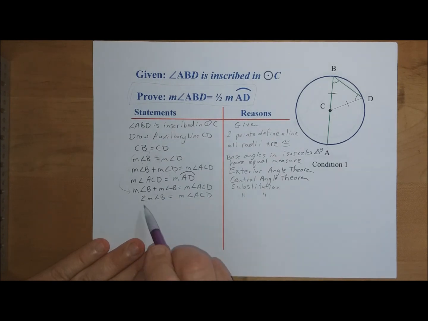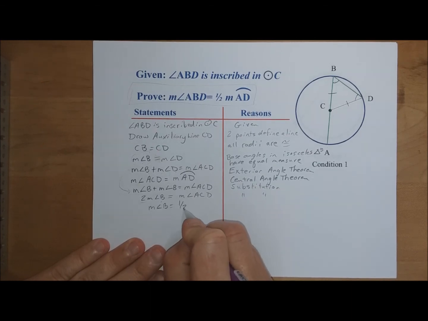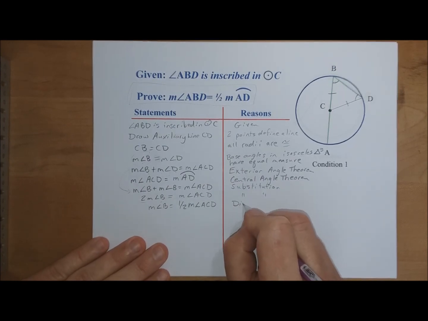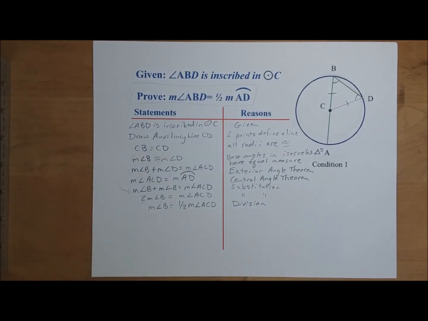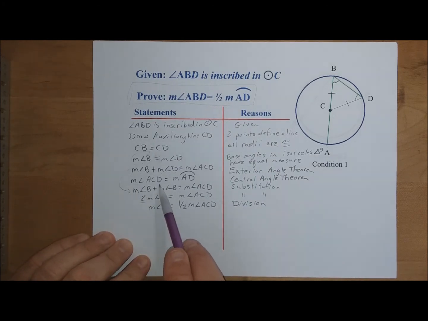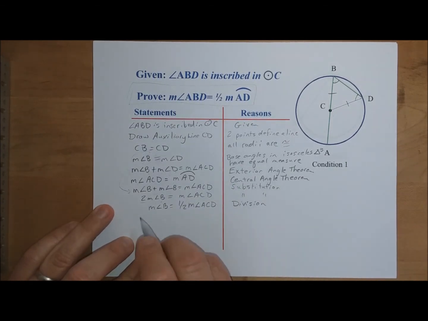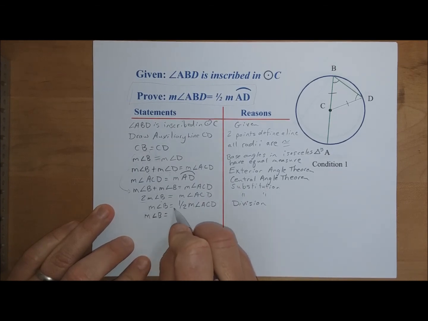So I'm tempted to divide both sides of this by 2 and say that the measure of angle B equals 1/2 the measure of angle ACD. And what did I do there? I just did the division property of equality, right? Okay. Anybody see where we're going from here? I've got the measure of angle ACD equals the measure of arc AD, right? Central angle theorem told us that. So I should be able to say the measure of angle B equals 1/2 the measure of arc AD, right?